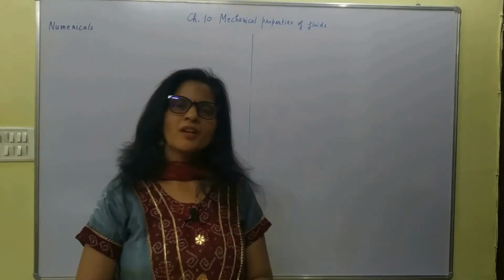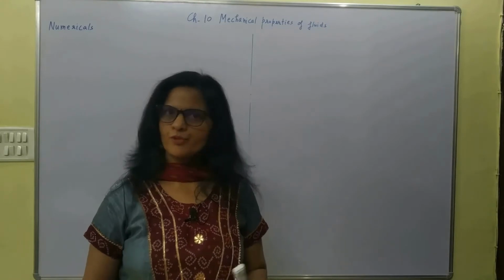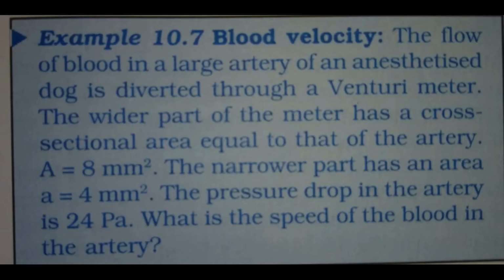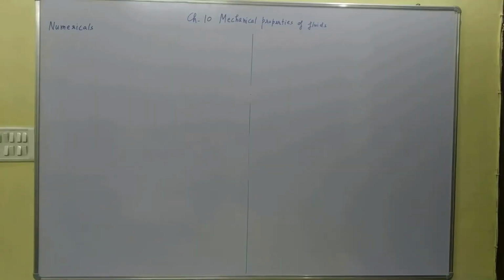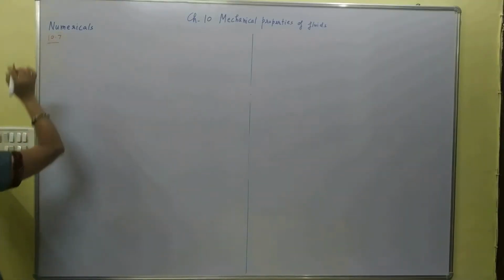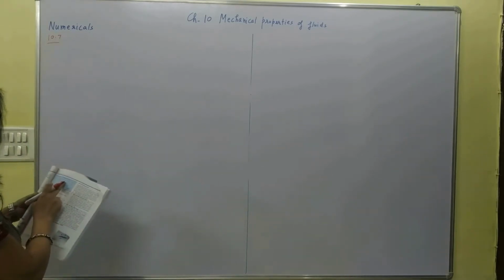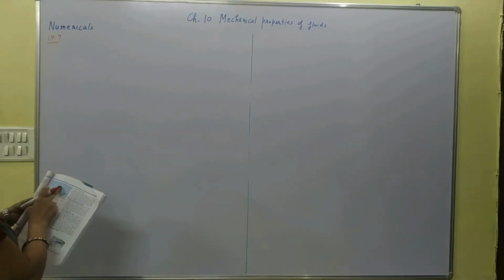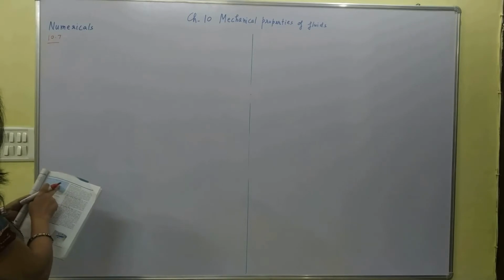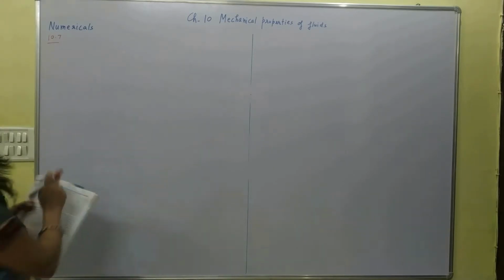Hello everyone. Today we will discuss some numericals on fluids chapter. The first one is taken from the NCERT where the question says, this is example 10.7. They are saying the flow of blood in a large artery of an unanesthetized dog is diverted through a venturi meter. The wider part of the meter has a cross-sectional area equal to that of the artery.